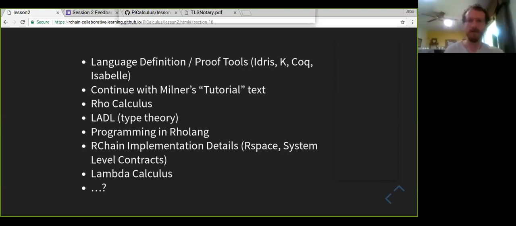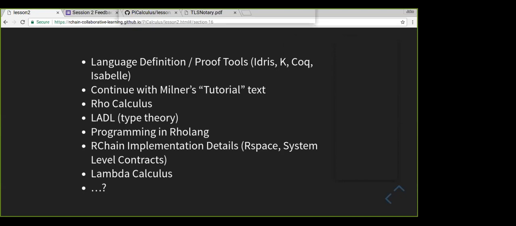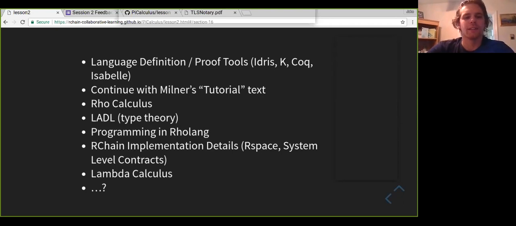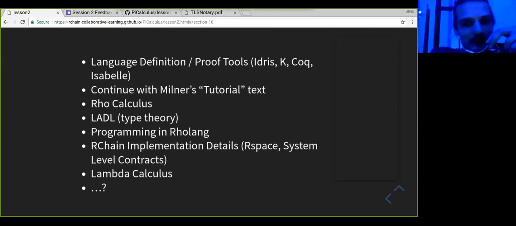Any thoughts on where to head next? Yes. I wanted to say that Dan has implemented something in Idris. Could you show that? Can you hear me? Hello? Yeah, we can kind of hear you. Nice, thanks. So the way you introduce the points, it sounds like Milner's tutorial text would be nice, actually. And then it would be better to go to the rho calculus. That's my opinion. I do not know what you think, guys.